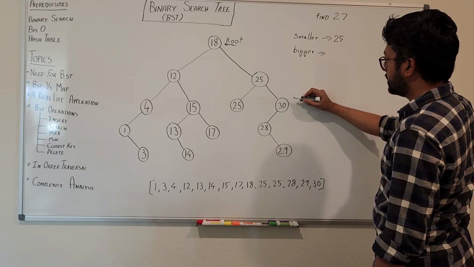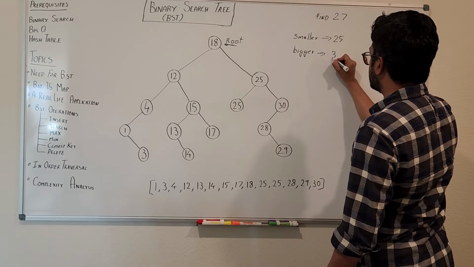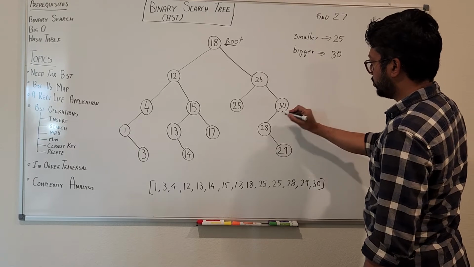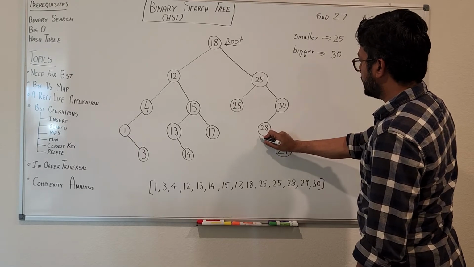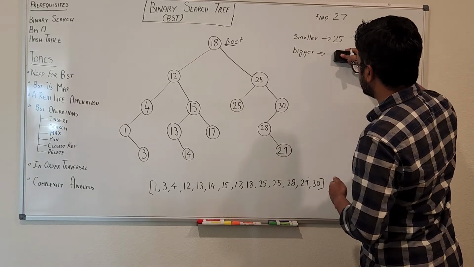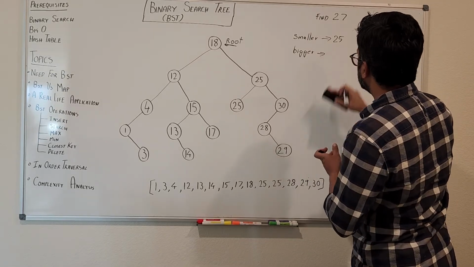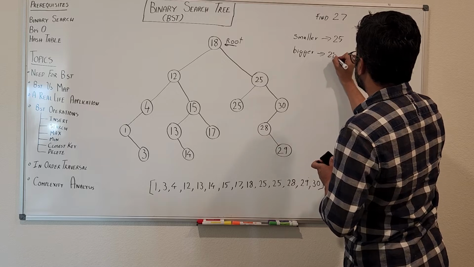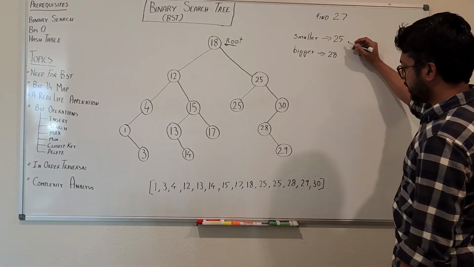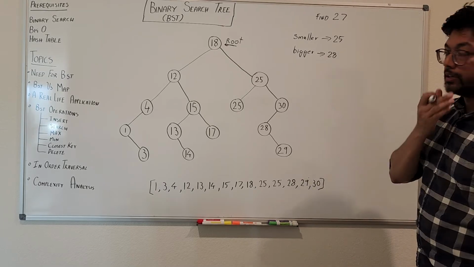Come here, 30. 30 is bigger. Track it. If it exists, it will be on the left because 27 is smaller. Go here, 28. Coming from above, 28 is closer to 27. Now if it exists, it's on the left, but it doesn't exist. So now we found both 25 and 28.